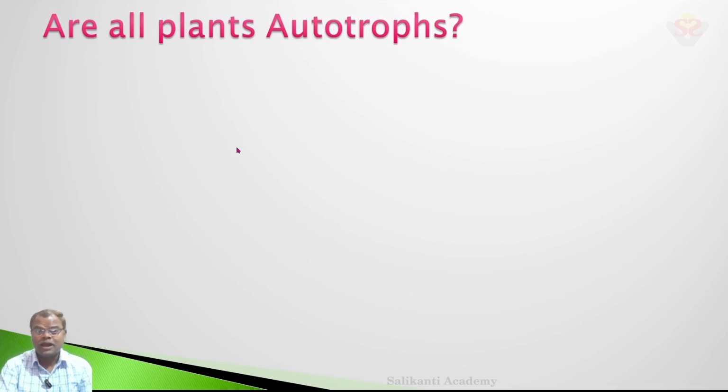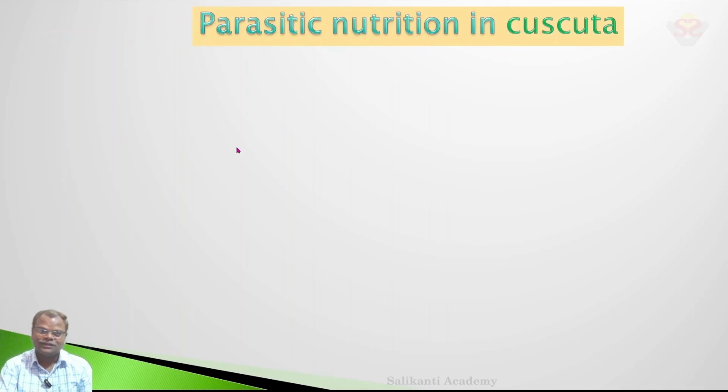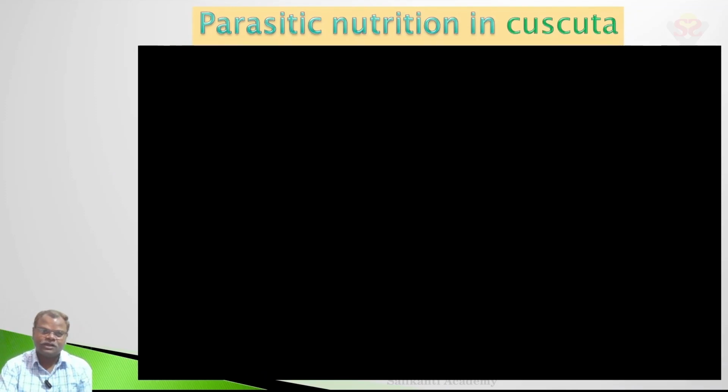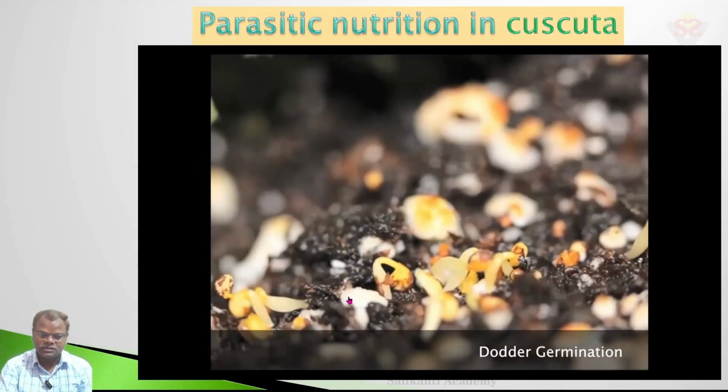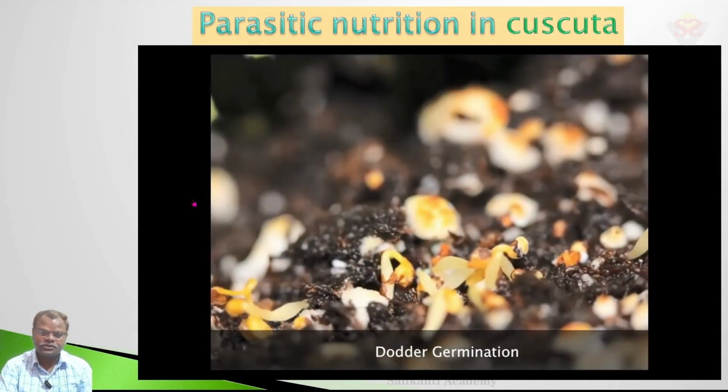Are all plants autotrophs? Think. Parasitic nutrition in Cuscuta. Some plants are not autotrophs. They do not have chlorophyll. They are not able to prepare food material on their own. For their nutrition, they depend on other plants. See parasitic nutrition in Cuscuta.